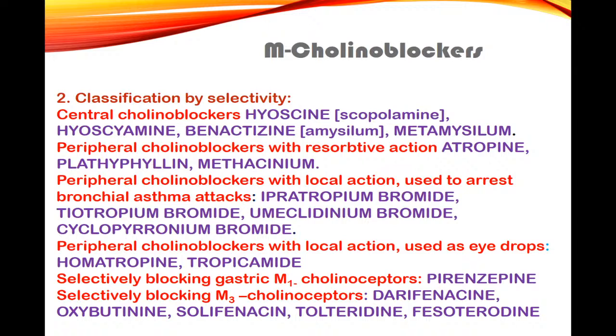Why is selectivity only for the stomach? Because in all the rest of the organs there are no M1 receptors, or M3 receptors, or M2 in the heart. For example, we use pirenzepine for ulcer of the stomach to decrease secretion of HCl. But we can use atropine and platyphylline also.